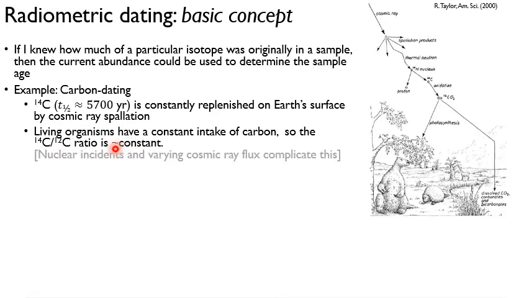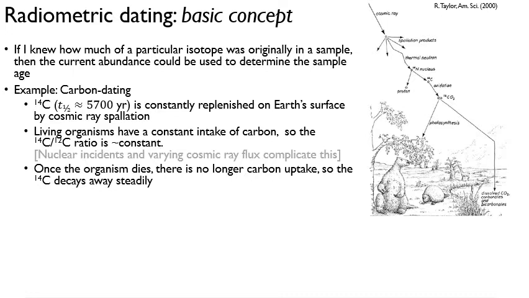It's approximately constant. It turns out that the cosmic ray flux can vary over time. You basically have to look at different isotopic ratios to figure out how this flux has changed. And nuclear incidents matter. In the era of nuclear weapons testing, this ratio does change, and so you have to take that into account. But in any case, for a living organism, you take a sample of its carbon, and the carbon-14 to carbon-12 ratio is about constant.